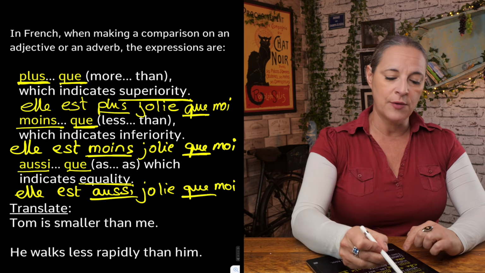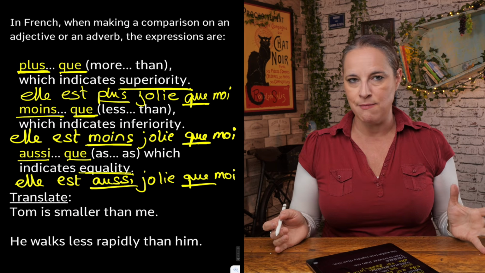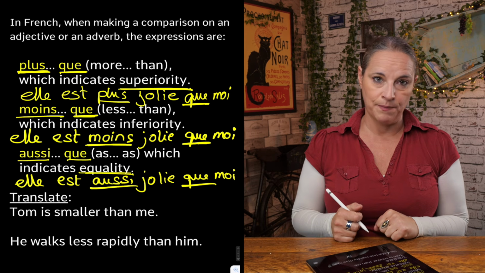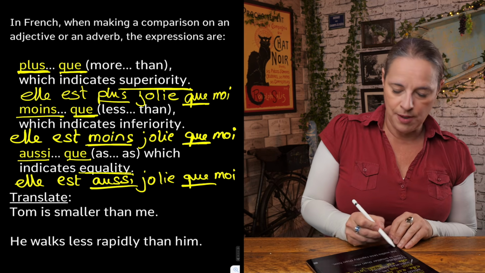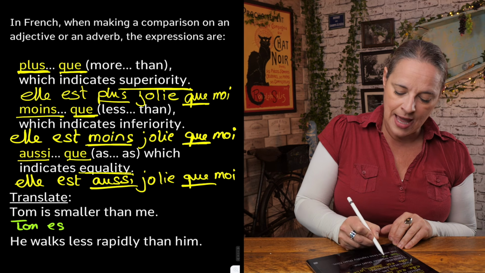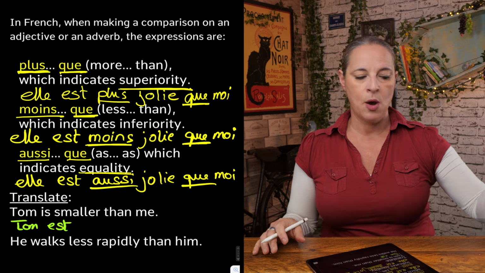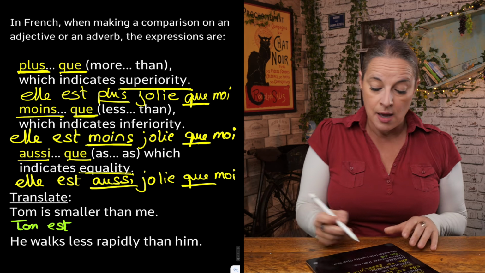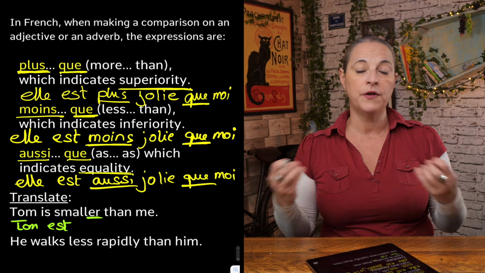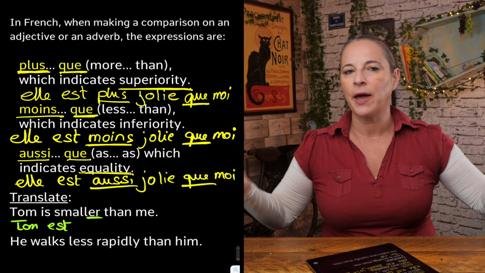Okay, now very quickly, how would you say Tom is smaller than me? Tom is smaller than me. Now, Tom is Tom, so il, okay? So Tom, il est. And of course, you've got to break this smaller into 3 bits here. More, small, than, okay? Because we do not have ER at the end of an adjective to indicate superiority or comparatives, okay?